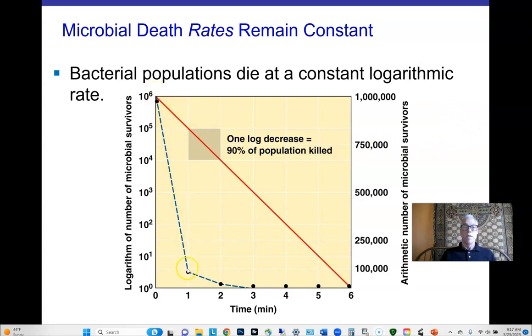So in the first minute, 90% are killed. The second minute, 90% of the remaining ones are killed. In the third minute, 90% of those are killed. And so you can see how we're killing off very quickly a lot of the microbes.